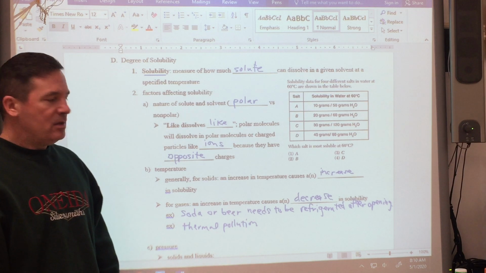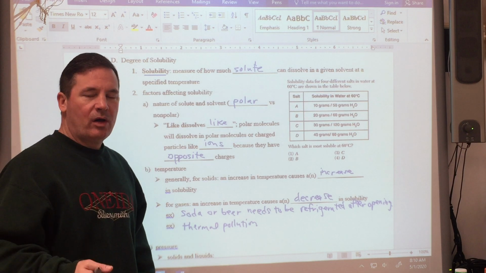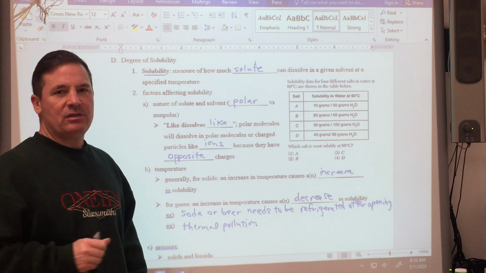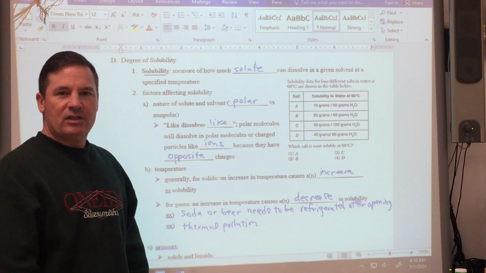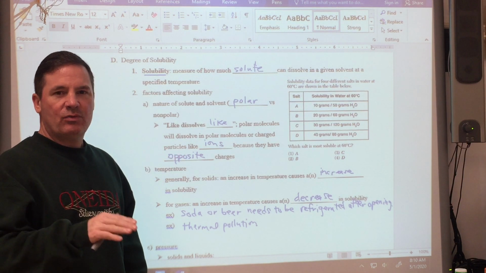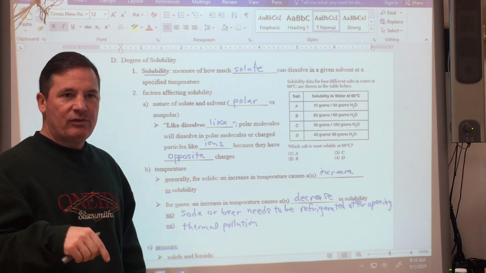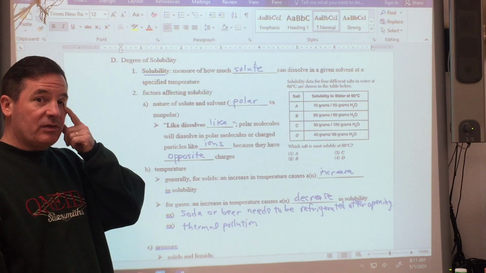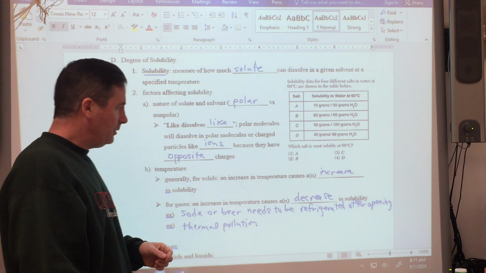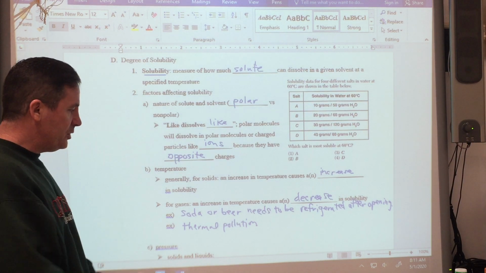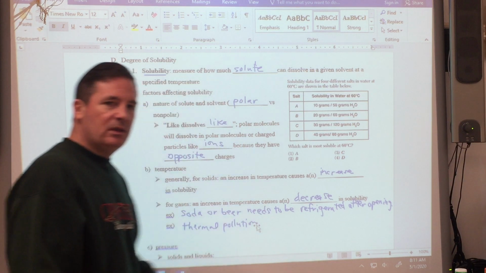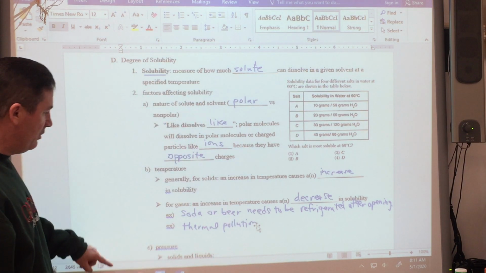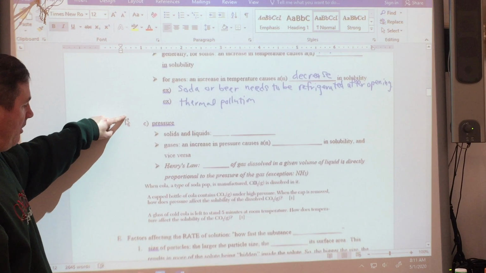Because of that, hot water or warmer water can't hold as much oxygen, and therefore, when it gets pumped in, the oxygen levels in the river or the lake go down. So it makes it harder for bigger organisms to survive, like fish. Okay? So that's called thermal pollution, and it really changes the whole ecosystem of the river or the lake.